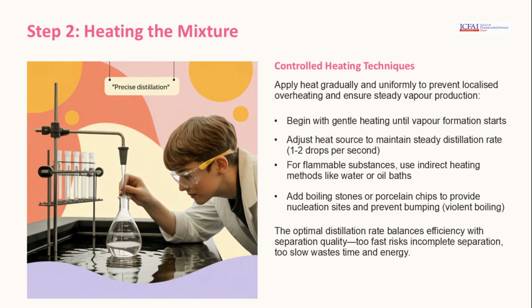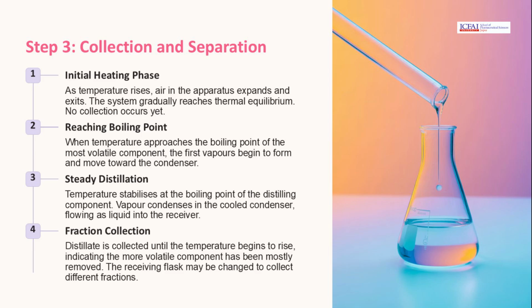Heating the mixture requires controlled techniques to prevent violent boiling and ensure steady vapor production. Gradual application of heat and the use of boiling stones or chips can aid in achieving precise distillation, balancing efficiency and separation quality. The collection and separation phase involves reaching the boiling point, stabilizing temperature, and collecting distillate. As the temperature rises, the most volatile component vaporizes first, flowing into the receiver, allowing for effective separation of components.